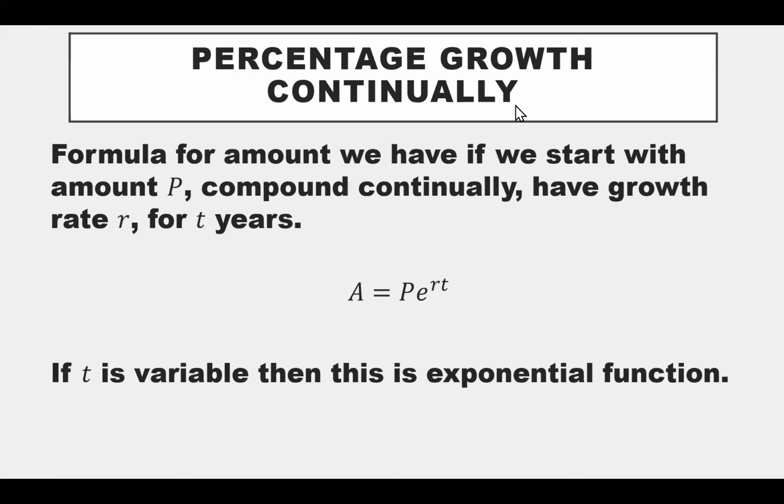So the question arises, what happens if our growth is not happening 4 times a year, or 12 times a year, or 365 times a year? What if our growth is happening continually? What if it's compounding continually? Well, then the M is just going to get really, really, really big.